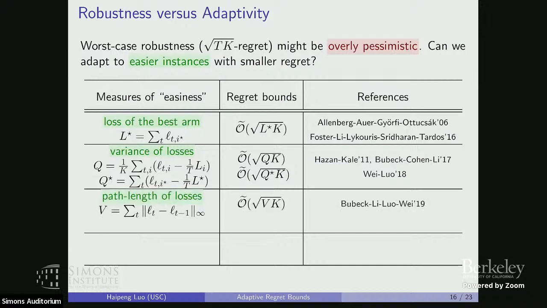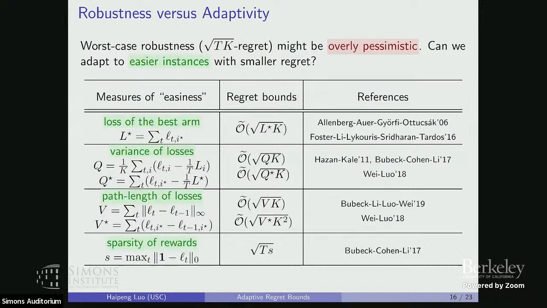And another kind of measure of easiness is the path length of the losses, or the variation over time. So look at lt minus lt minus 1. You can look at the max norm over all the arms, and you can get this. You can also just look at the variation of only the best arm. Let's call it V star, then you can get something like this. So you pay an extra K here, and that turns out to be unavoidable for an adaptive adversary, which I'm not going to discuss in detail.